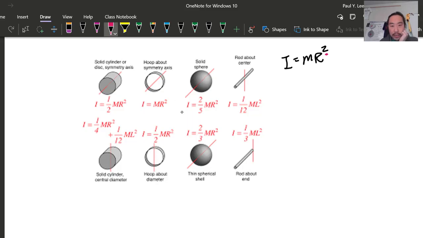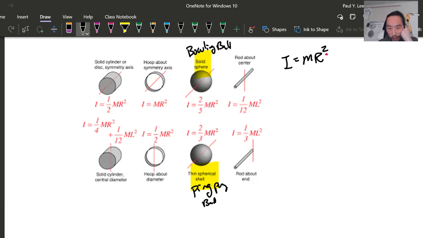So if we are looking at this chart, I'm going to just choose two different objects here. Let's choose the solid sphere versus the thin spherical shell. A solid sphere is just like what it sounds, let's say like a bowling ball. And a thin spherical shell is like a ping pong ball. So one is hollow and one is solid.